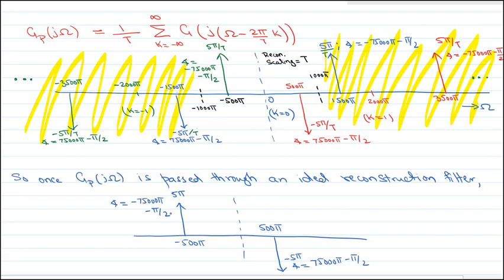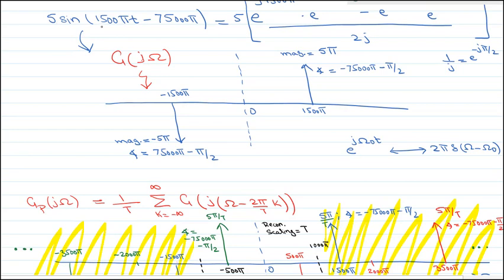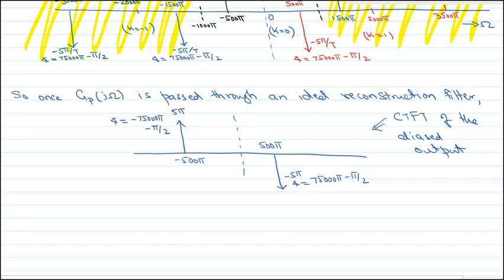So this is basically the whole point: once this 5 sine 1500 pi t minus 75,000 pi is passed through a sampling system, which is sampling at 2000 pi radians per second, you will have aliasing, and this will be the Fourier transform of the aliased output. So the question is, what is this signal in time domain?